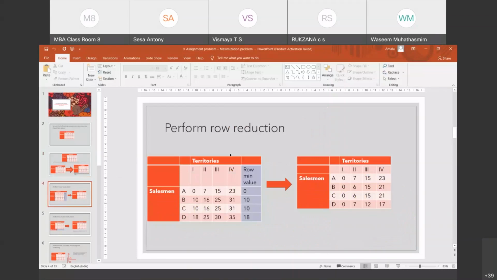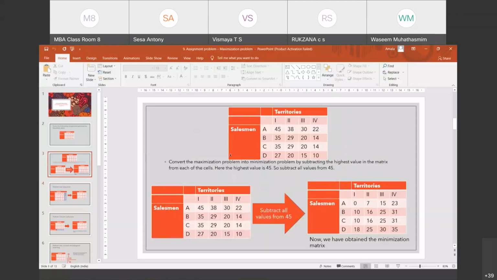In phase 1, what did we have in the Hungarian method? First of all, you need to check whether the matrix is balanced or not. Here we have 4 rows, A, B, C, D, and columns 1, 2, 3, 4. So we have a 4 by 4 matrix. It is a balanced one, so you don't have to worry. Next, what will we do?